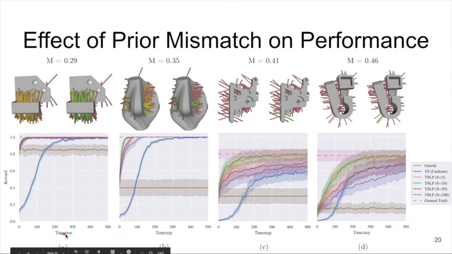The x-axis is the number of time steps in training. The y-axis is the reward cumulated for each policy. The pink dotted line is the ground truth policy. The brown line is the greedy policy. The blue line is Thompson sampling with a uniform prior. Orange, green, red, and purple are TSLP policies in increasing order of prior strengths.